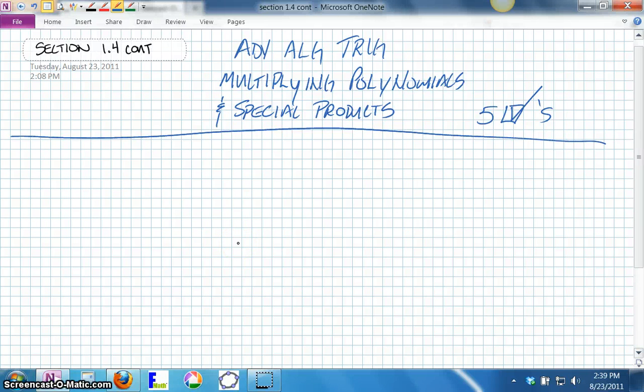Okay, the goal for today is to learn how to multiply polynomials and use special products. There's a lot of stuff coming at you today. All right, so to start with, let's talk about multiplying polynomials.